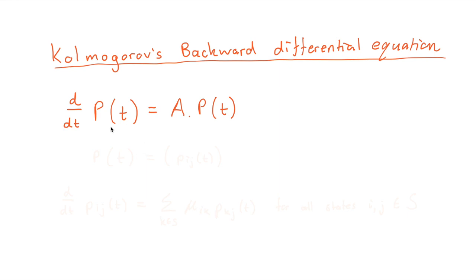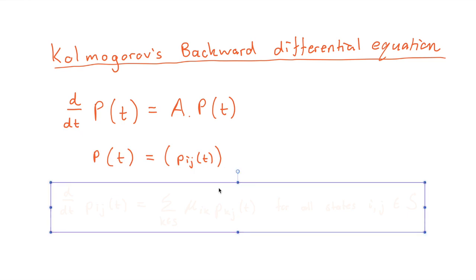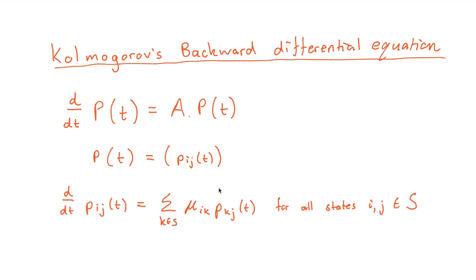Like we said, this is the transitional matrix, this P of t. You can think of it as the matrix of all the various probabilities. So we can write out each of those probabilities as the following equation: the derivative of each probability is the sum over k, an element of S, of the force going from state i to k times the probability of going from state k to j over time t, for all states i, j elements of S. Now, this is very abstract. It's like, okay, what's going on? So let's look at some examples, and that should help you understand this.